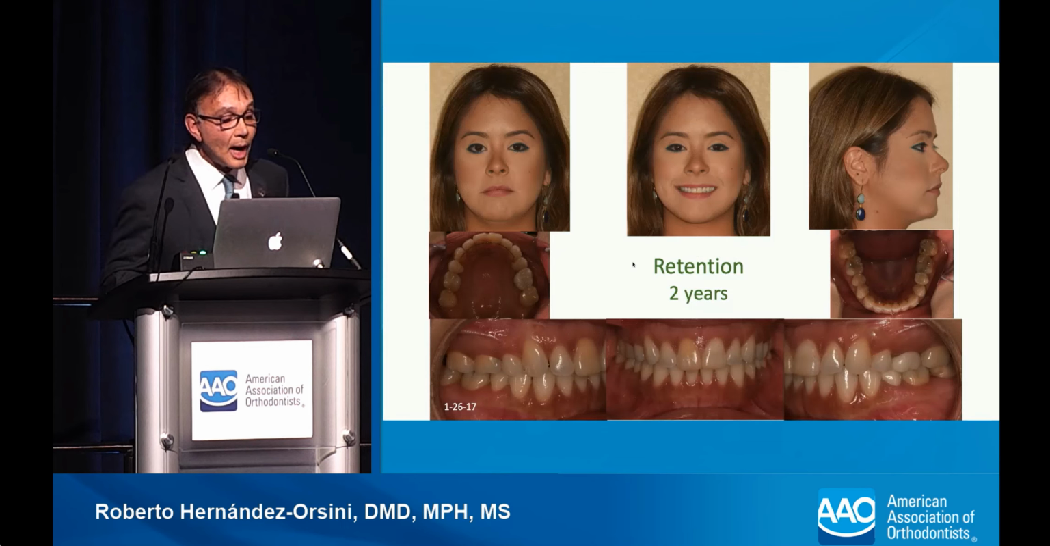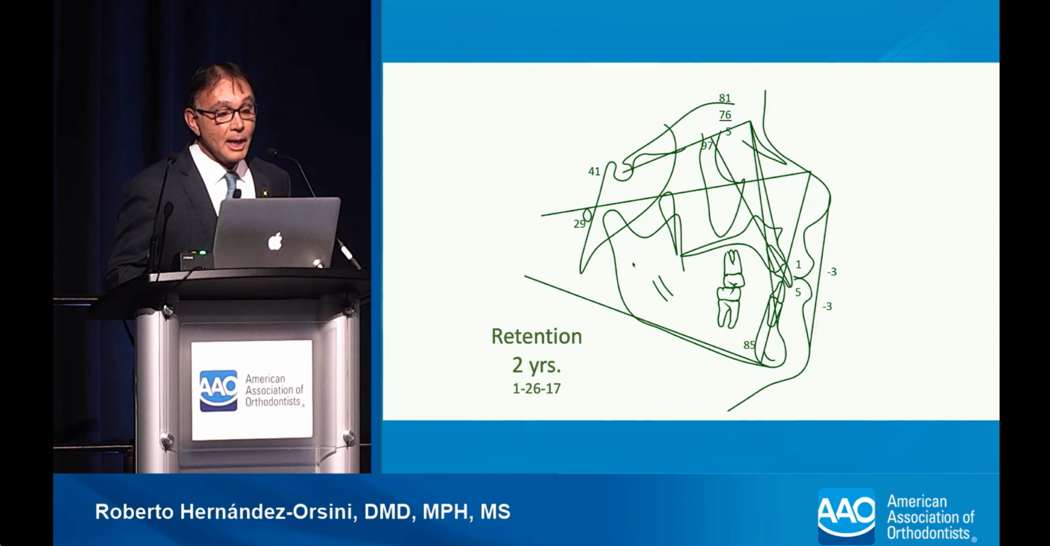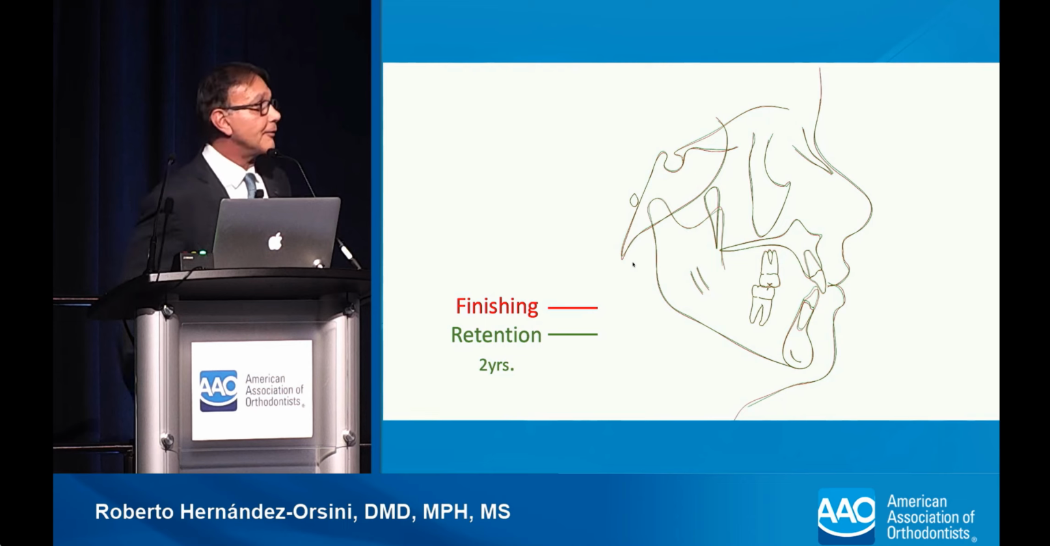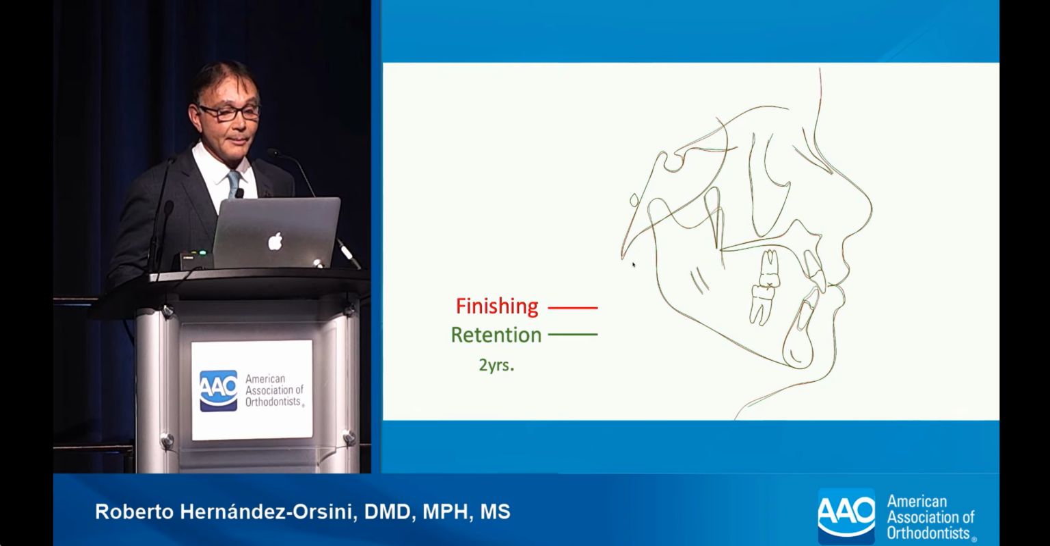So how stable is this? Well, she came 2 years after treatment, and she was pretty stable. Her profile looks good. Her occlusion is very nice, and she was pretty stable 2 years after treatment. Good root parallelism and good changes. Anyway, they stayed basically the same. When we see the superimposition, finishing and retention, teeth stay pretty much the same, even though the lower incisors are more uprighted than before.